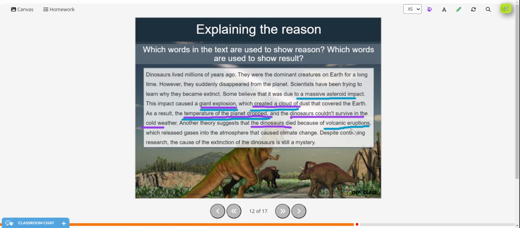The volcanic eruptions would be the reason that the gases were released. And the gases being released caused climate change. So you can see that some things can be both a reason and a result. So one result can be the reason for another result.